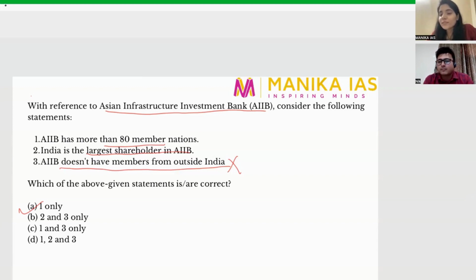That gives correct clarification that 1 and 3 cannot coexist. Yes, correct. So one of them is correct and the other is incorrect. So D gets eliminated at the same point only, if you just apply your common sense that Asia, and here there are 80 members.